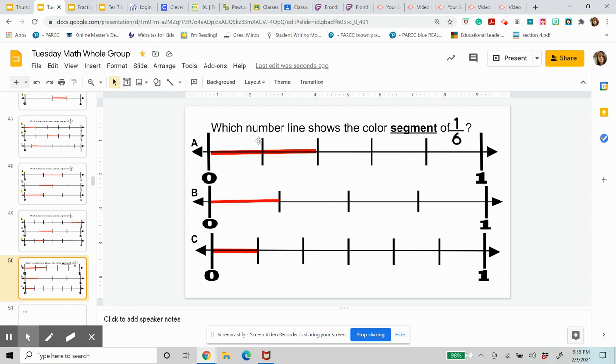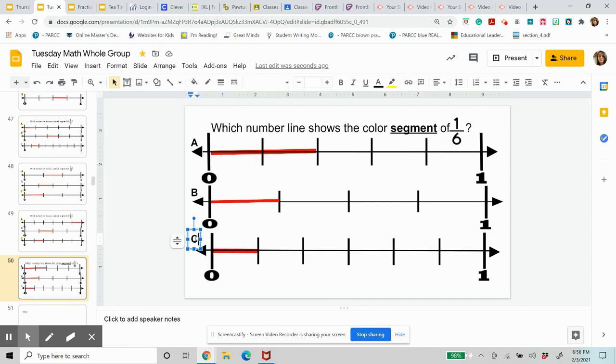So let's see, 1, 2, 3, 4, 5. Nope. 1, 2, 3, 4. Nope. 1, 2, 3, 4, 5, 6. 1's colored in. Yes. This one is 1/6 of the segment is colored in.